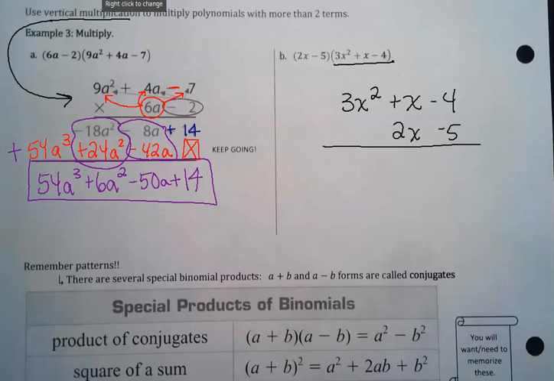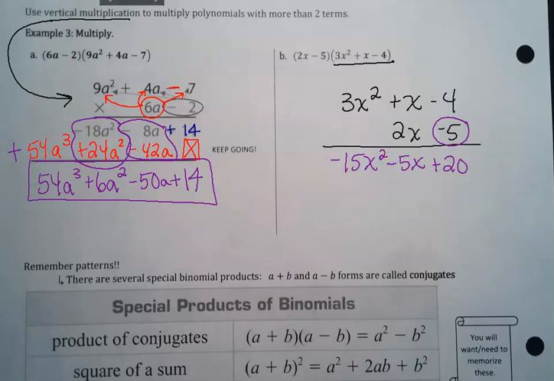All right, so let's start with our negative 5. Negative 5 times negative 4 is, good, positive 20. Negative 5 times x is, excellent, negative 5x. Negative 5 times 3x squared is, very nice, negative 15x squared.